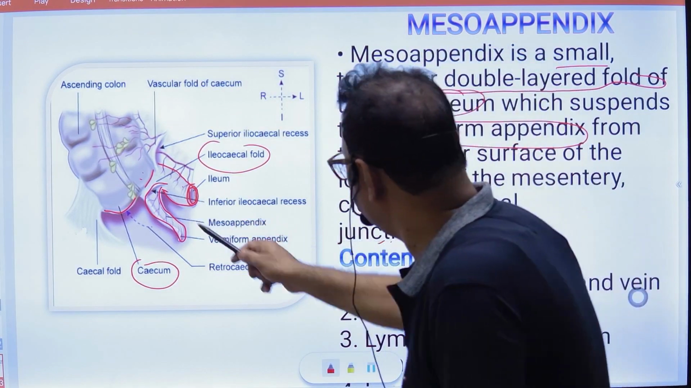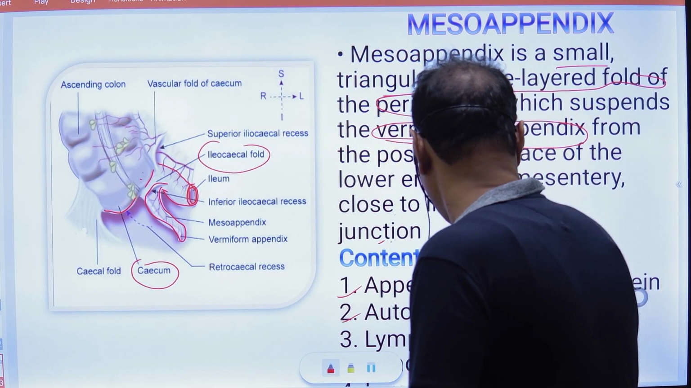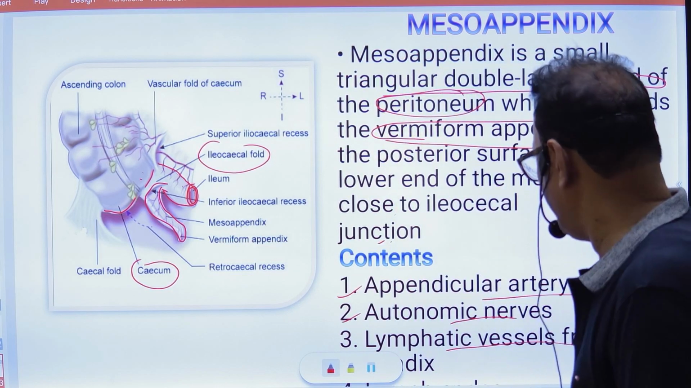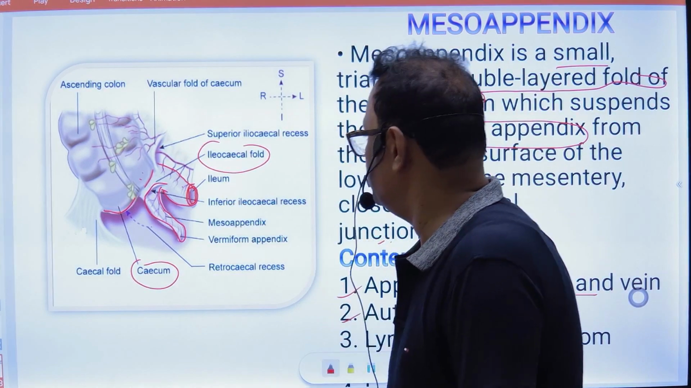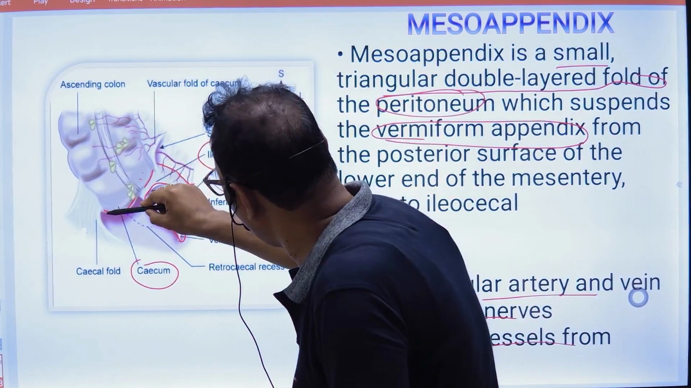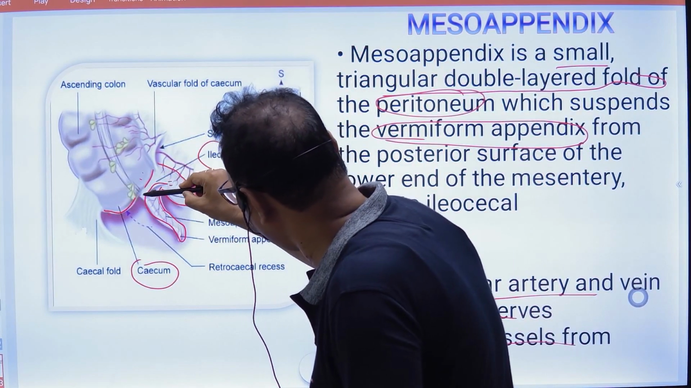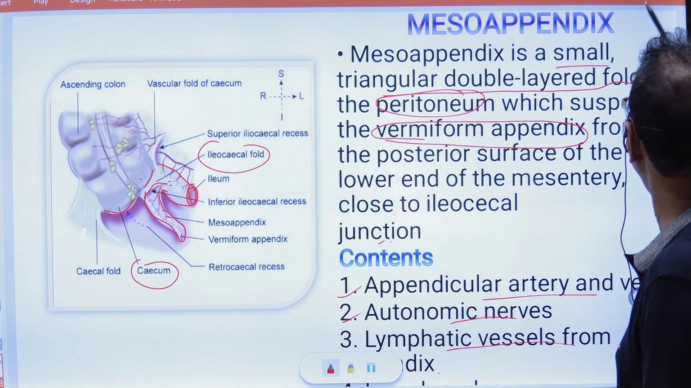What are the contents? It will have the appendicular artery and vein, autonomic nerves, and the lymphatics from the appendix. So these are the contents of the mesoappendix. So it is from the ileum over here. We have got the cecum over here. At this ileocecal junction, the fold of the peritoneum will hang the appendix.